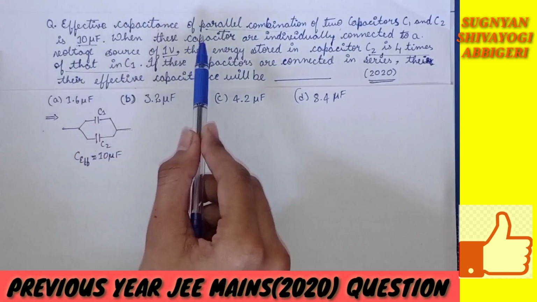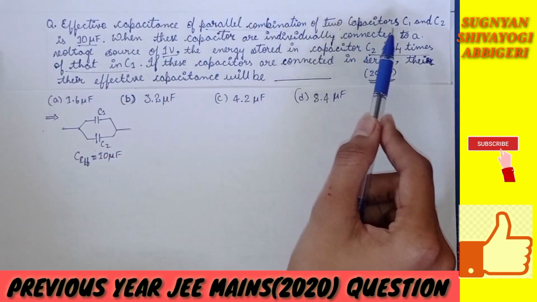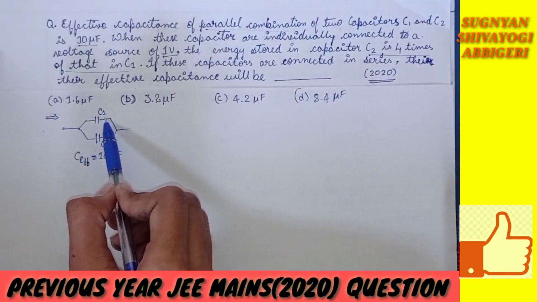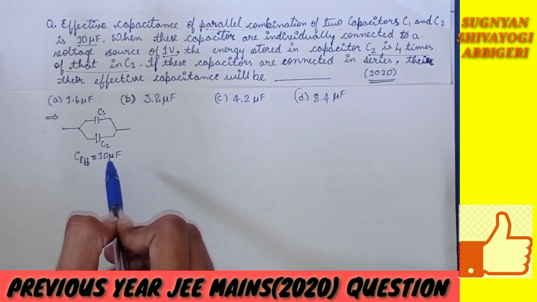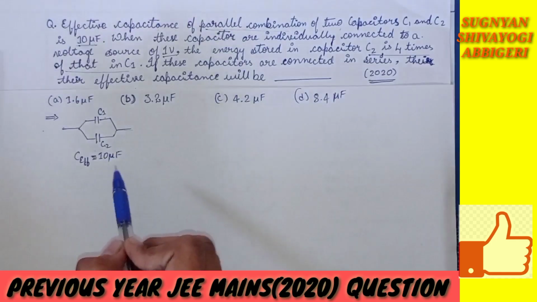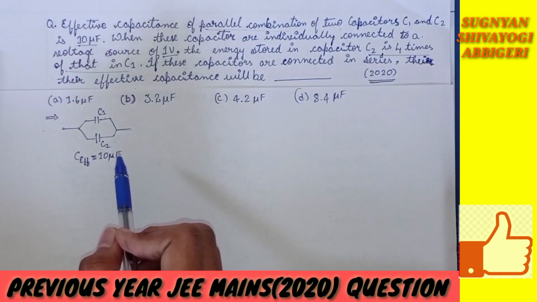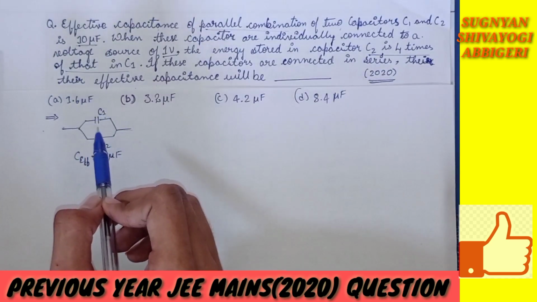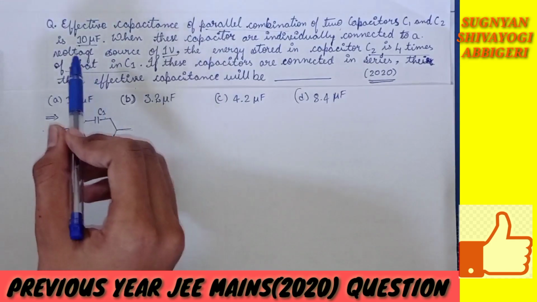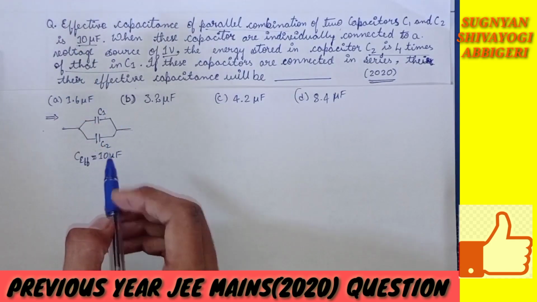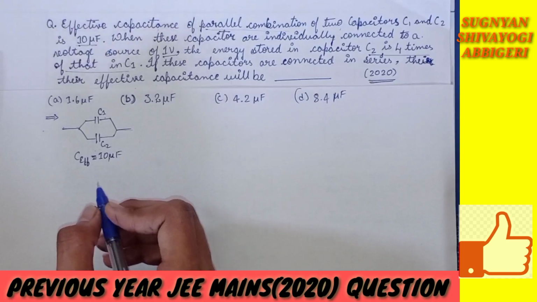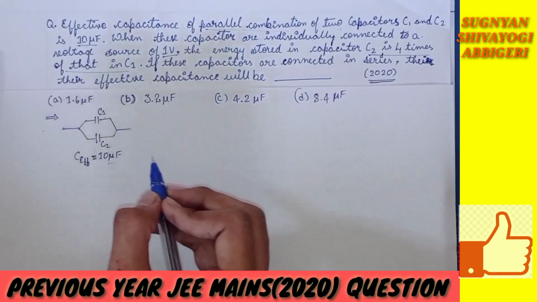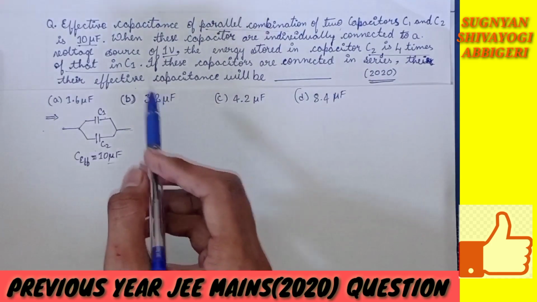Effective capacitance of parallel combination of two capacitors C1 and C2 is 10 mu farads. Effective capacitance means the resultant capacitance obtained when these two capacitors are in parallel combination, and the resultant capacitance given in the question is 10 mu farads. We measure capacitance in terms of farads, or here we have used mu farads, which means 10 power minus 6.